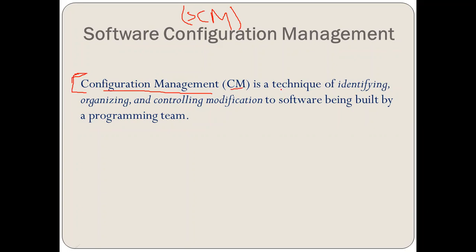What is it? It is a technique which is used to identify, organize, and control the modifications which are done to software by the programming team. So we can say that software configuration management is a technique for identifying, organizing, and controlling the modifications of software which is being built by a programming team. So the main agenda here is modification.